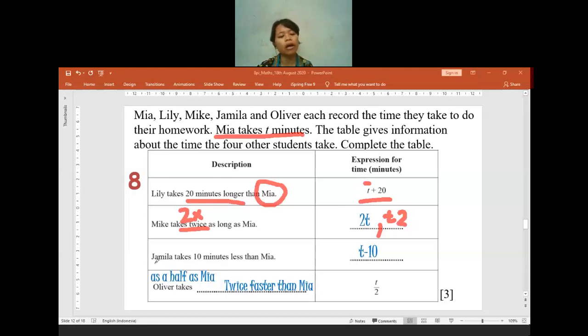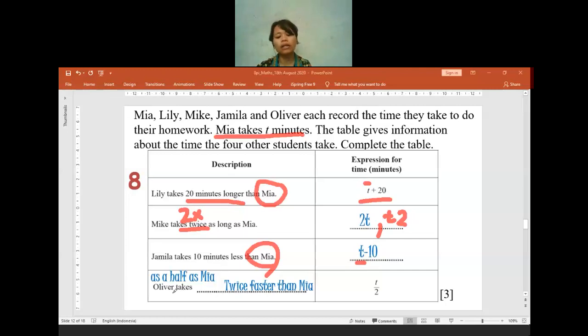And then for the next one, we have Jamila takes 10 minutes less than Mia. So Mia will be having more time. So T minus 10, not 10 minus T. The one that is spending more time, we will write it in the front. Because Mia is taking more time, so we write it as T minus 10.